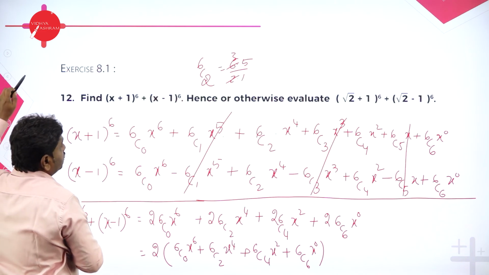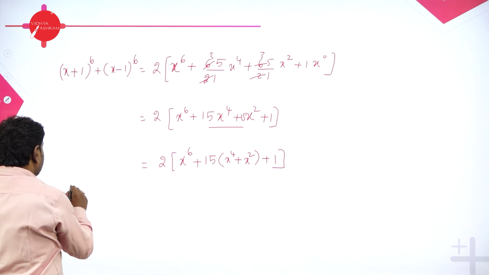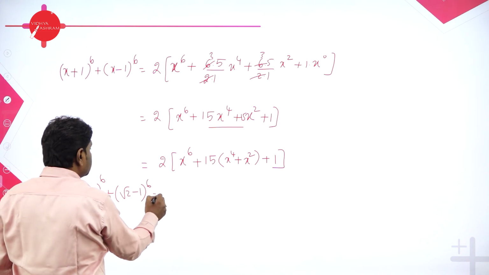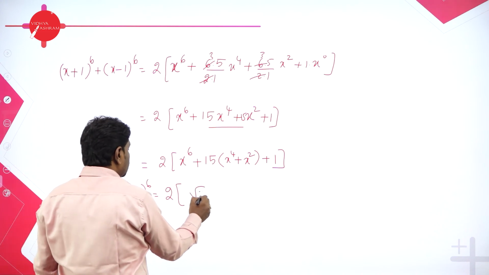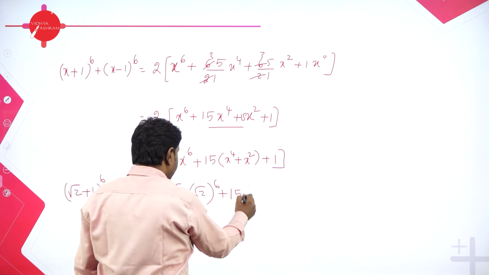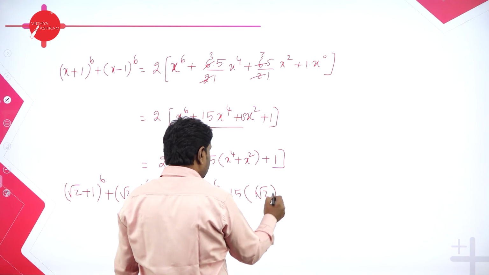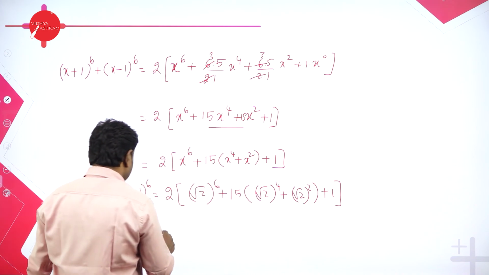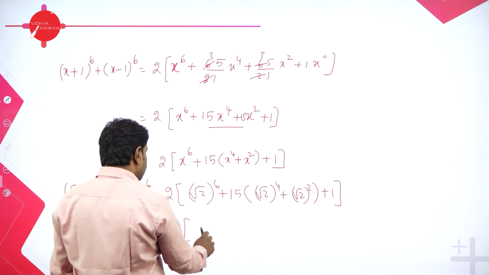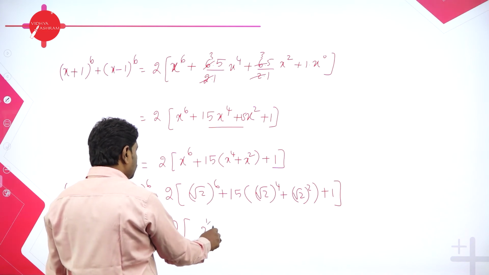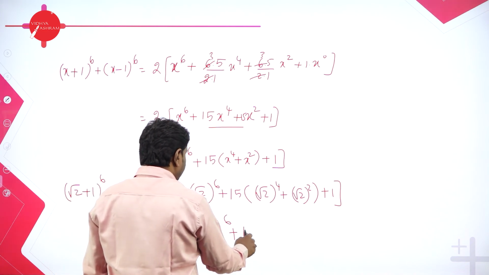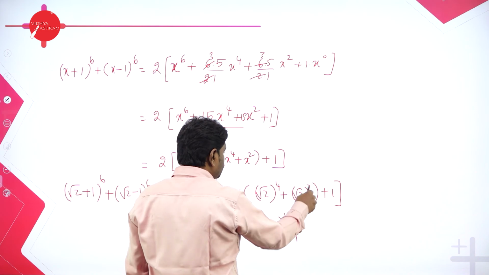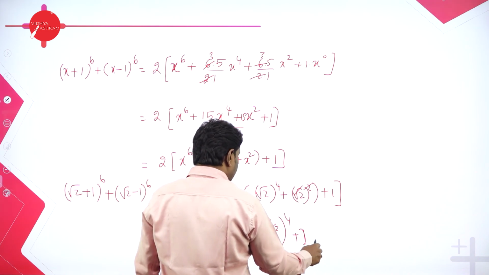So hence evaluate, they want root 2 plus 1 power 6 plus root 2 minus 1 power 6, that is 2 times, x means root 2, power 6 plus 15 times root 2 power 4 plus 15 root 2 square plus 1. So this can be written as root 2 power 6, root 2 means 2 power half, power 6. 15 into root 2 power 4 can be written as 2 power half power 4, root 2 square, root cancels, it will be 2, plus 1.